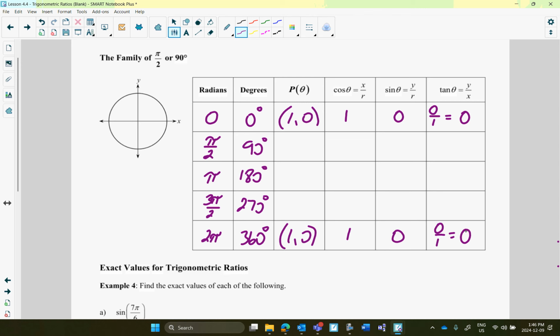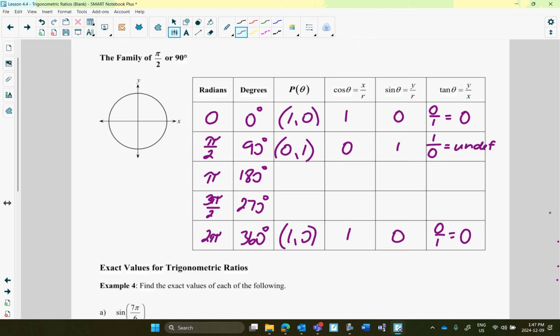What's the point on the unit circle at 90? 0, 1. So therefore, cos of 90 or pi over 2 is 0. Sine of 90 or pi over 2 is 1. And the tan is 1 divided by 0. Undefined. We cannot divide by 0. And if you did the tan of 90 on your calculator, you'll get an error because you can't do it.